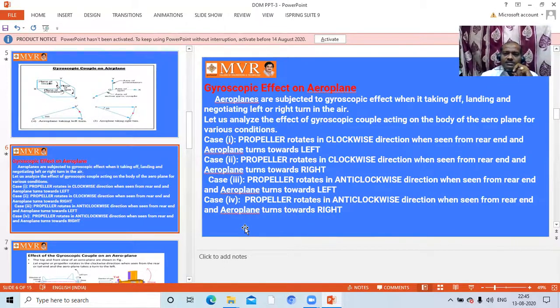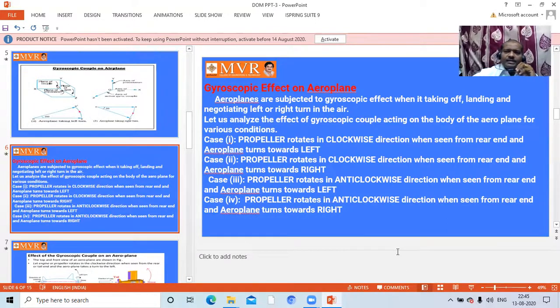Another four conditions are also possible when we see the same aeroplane from the front end. That is another four conditions. The same limitations will be there, but instead of rear end, we have to replace it with the front end. The front end is technically called the nose, and the rear end is called the tail. So we have to explain how the nose will be and how the tail will be. We will discuss this one.